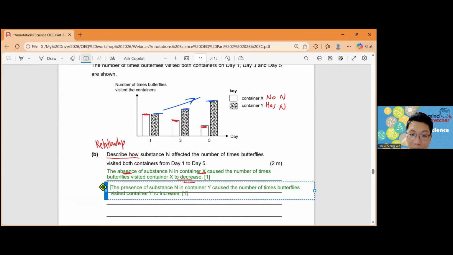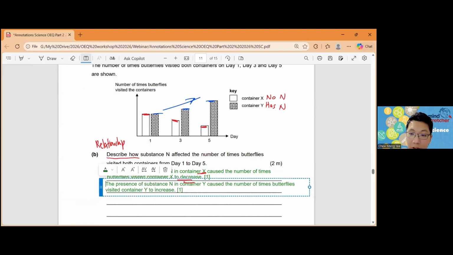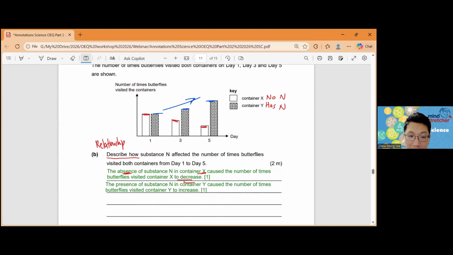So these are just my way of presenting it. Of course, you can write it in your own words. For example, just stating that container Y having substance N caused the number of butterflies visiting it to increase. As long as you tell me that there is substance N in container Y, and that caused the number of butterflies visiting to increase. I've highlighted the main thing that you must really write.